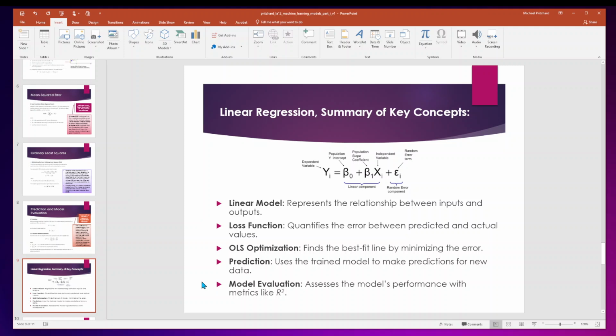All right. So here's a recap. The linear model represents the relationships between inputs and outputs. A loss function quantifies the error between predicted and actual. And then an OLS is an optimizer that finds the best line of best fit by minimizing the error, with the error being the MSE. And then we have a prediction that occurs, and that's step number 4. That uses the pre-trained model to make predictions. And then finally we do a model evaluation.